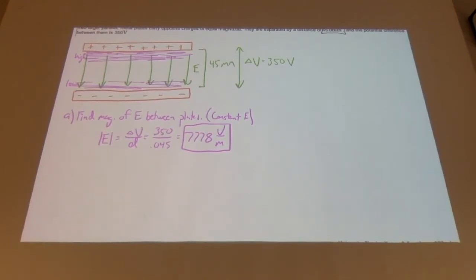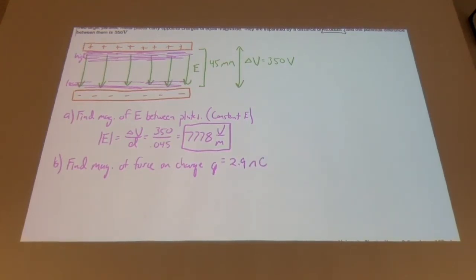Part A, you like part A, right? Part A is good. You can do part A. Part A is pretty happy. Part B, it's not going to get any worse. Next thing, we're going to find the magnitude of the force on a charge of Q equal to 2.9 nanocoulombs. So we're going to take a charge and put it in this region of electric field and see what force it experiences.